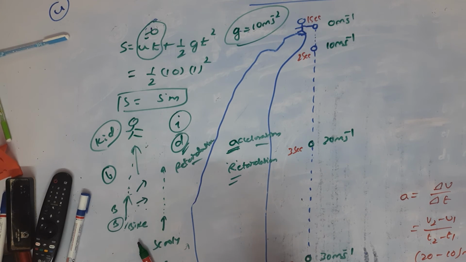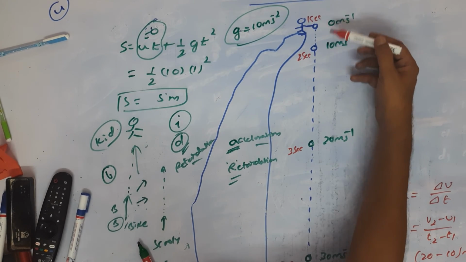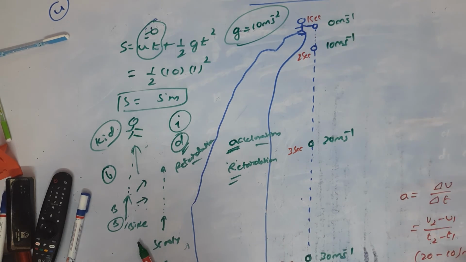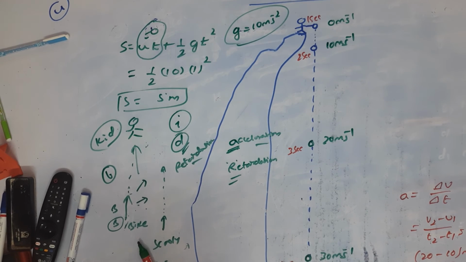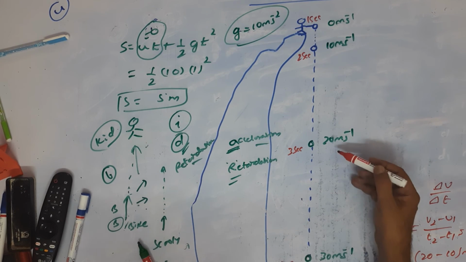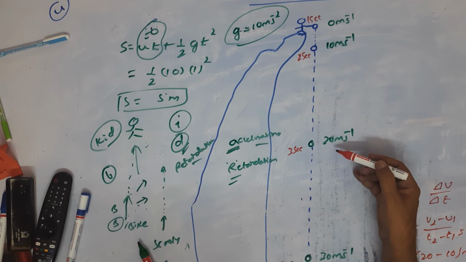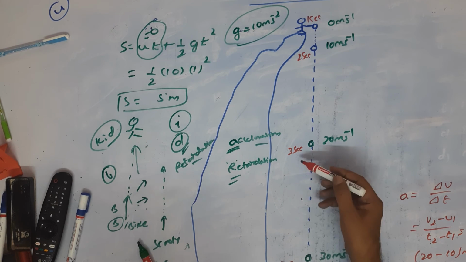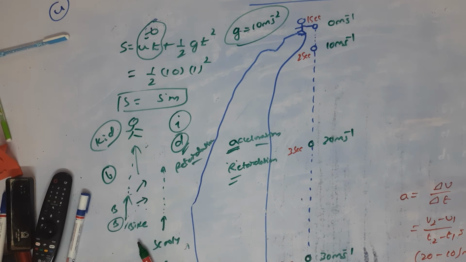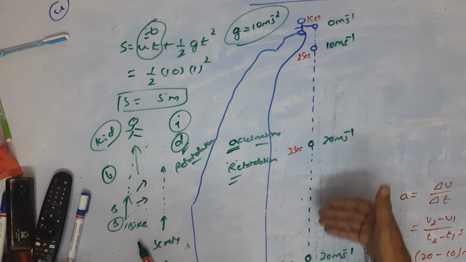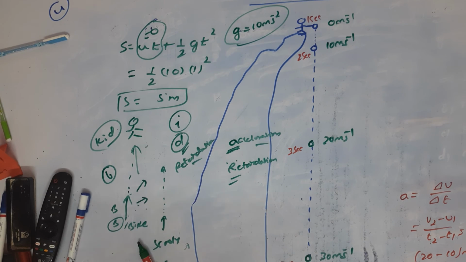Now the next thing is very interesting. Suppose you calculate here also: 2 second minus 1 second, it is 1 second only. 10 minus 0, 10. So therefore the acceleration is 10 meter per second square. And you calculate here also, 30 minus 20, it is 10, and 4 minus 3, 1. So therefore it is traveling with constant acceleration. But the velocity is increasing.